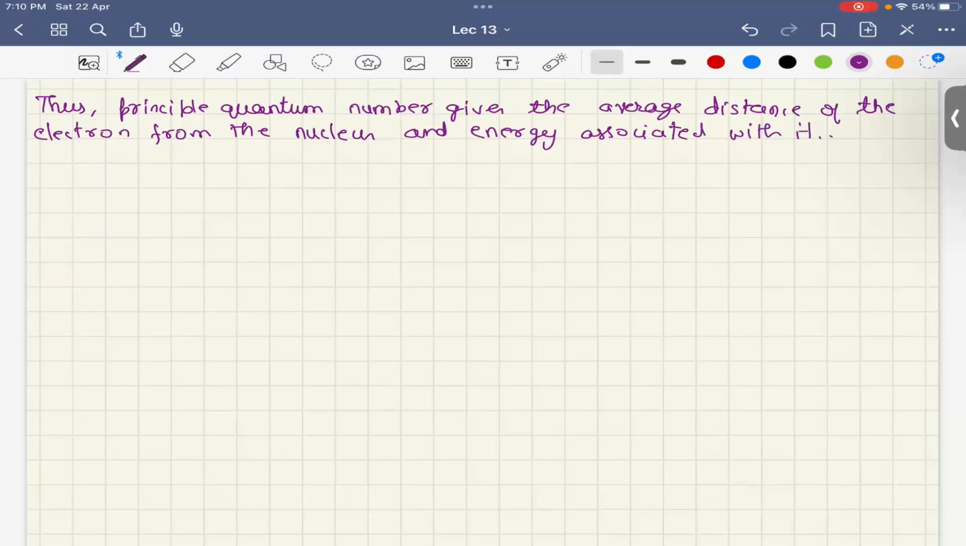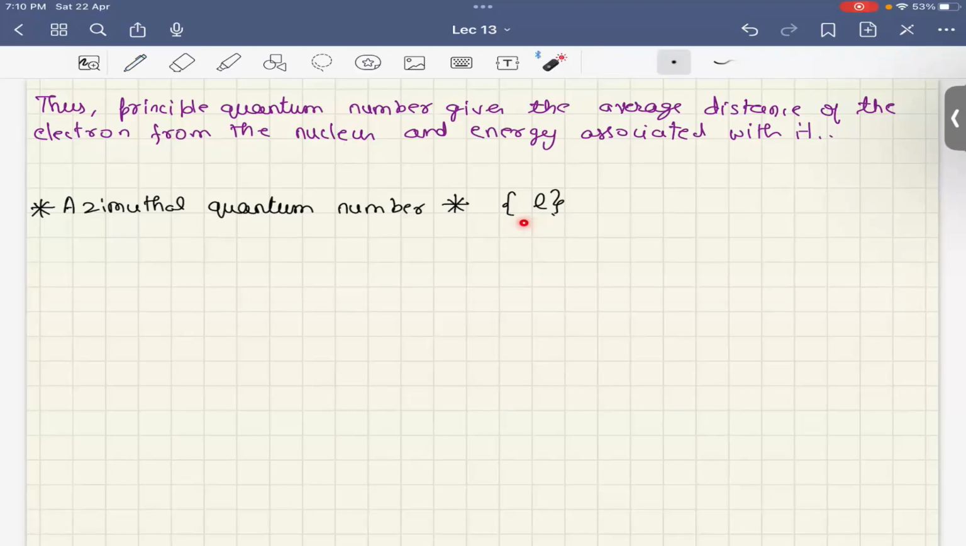Now we'll move on to the second quantum number, which is the azimuthal quantum number, also denoted as l. This quantum number determines the angular momentum of an electron. It is also known as the orbital angular momentum or subsidiary quantum number. The value of l gives the subshell or sublevel in a principal energy level to which an electron belongs. It can have positive integer values ranging from 0 to n minus 1. Let me write this down.